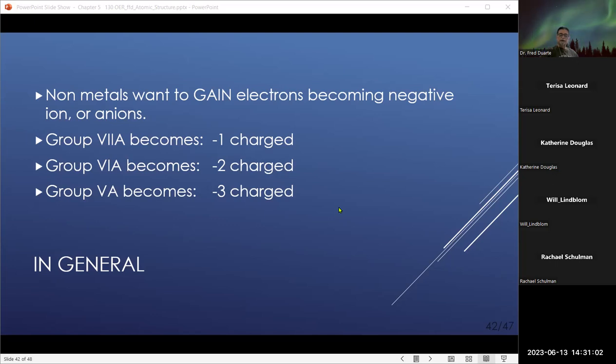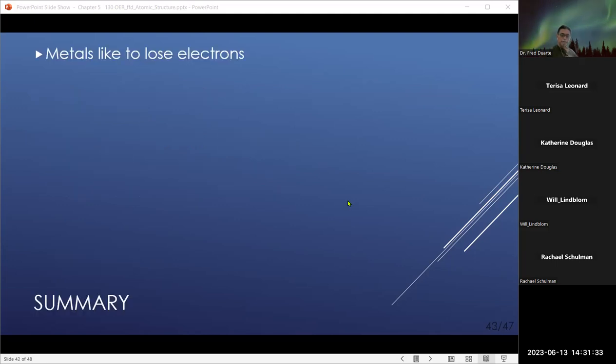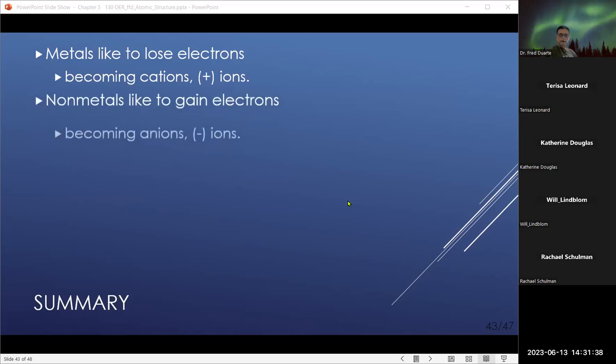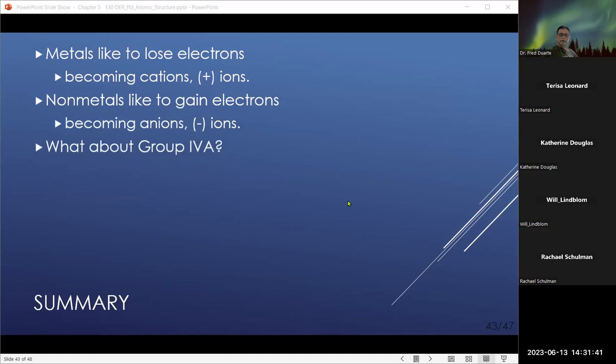So nonmetals want to gain electrons and become negative ions. The name for negative ions specifically is anions, okay? For positive, they call them cations. That's how we distinguish. The term ion is generic, and could be a positive ion or negative ion. But if you use the term anion, it's specific. Anions are the negatively charged ions. Cations are the positively charged ions, okay? So metals become cations with the positive charge. Nonmetals gain electrons and become anions.